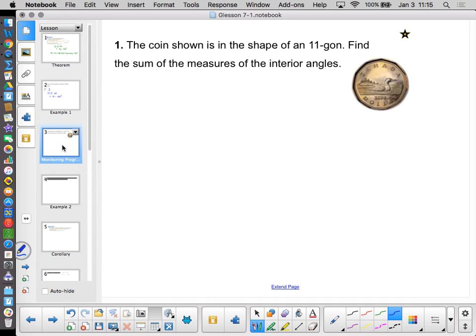Your turn. Got a picture of a loonie here. So why don't you find the sum of the interior angles of this in Edpuzzle. Go right ahead. We'll pause here.